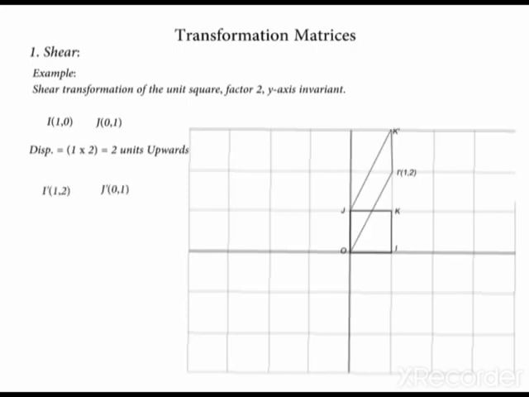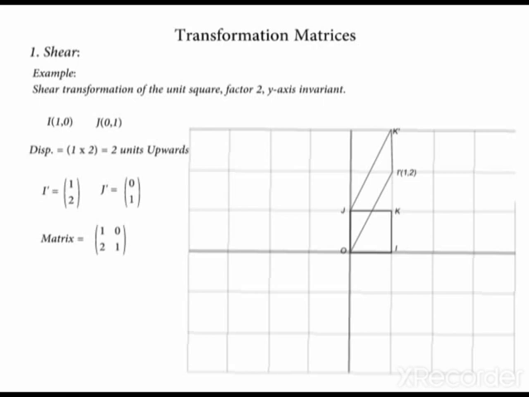If you write I prime and j prime as column vectors, I prime will be equal to 1, 2 and j prime is 0, 1. As a matrix, you shall have 1, 0, 2, 1. This is the shear matrix for the scale factor of 2 with y-axis invariant. Given any coordinates, you simply multiply with this matrix to obtain the coordinates of the image. In this matrix, 2 is the scale factor.